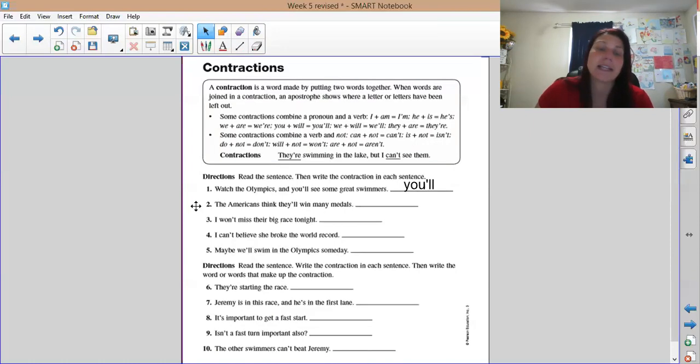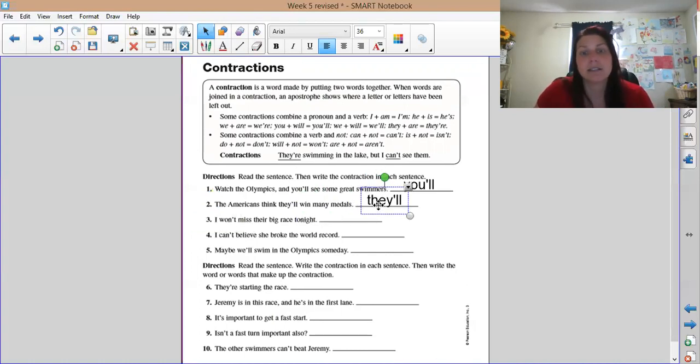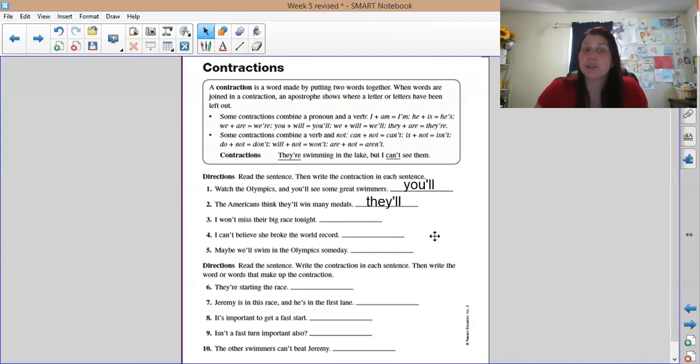So let's talk about that. Yes, you are correct. It is they'll. And what 2 words make up they'll? They will. Yes, you are correct. If you're doing it in your journal, if you want, you can go ahead and write the 2 words that make up that contraction next to it. You can put you and will, and next to they'll, you can put they and will, if you want.